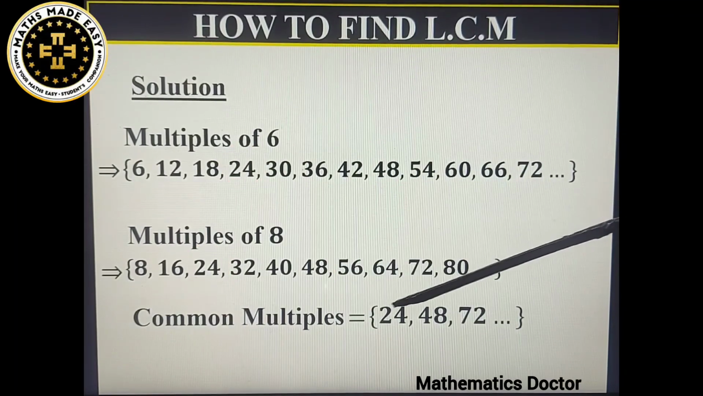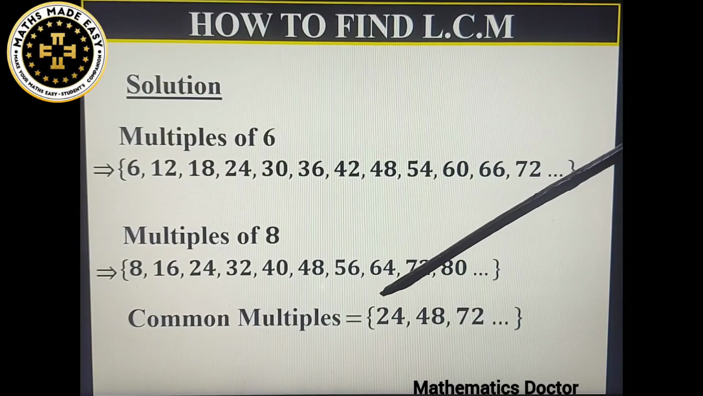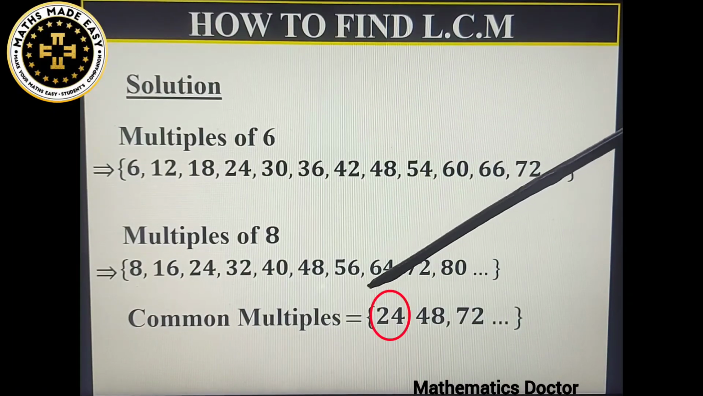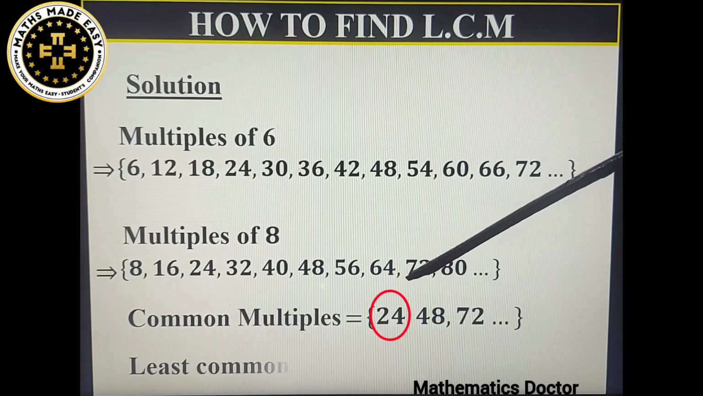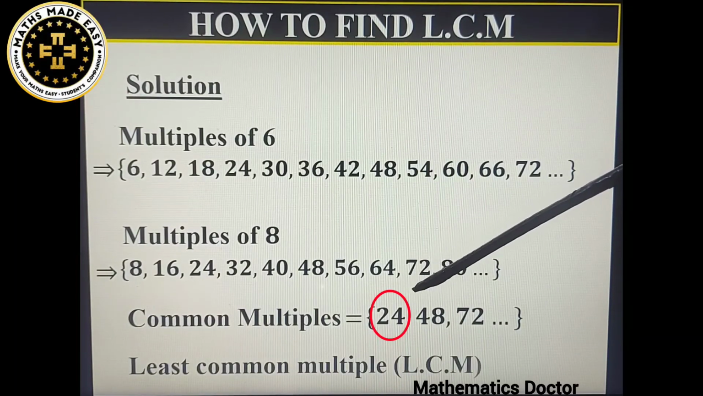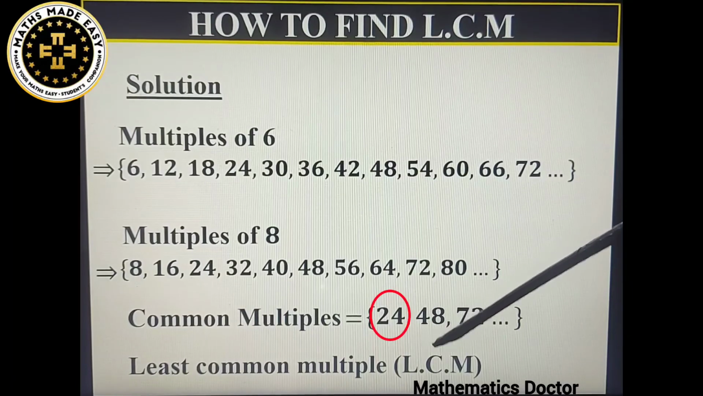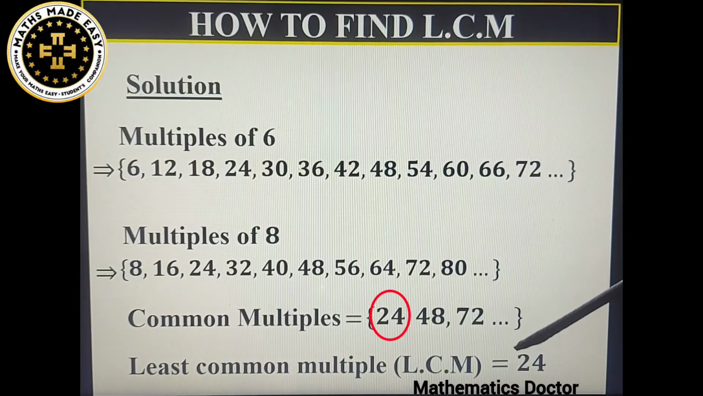Now, once we have these three common multiples, the least among them is 24. So therefore, we can conclude that the least common multiple, which is the LCM of 6 and 8, will be equal to 24. So the least common multiple in this question is 24. This is how we find the least common multiple using the multiples procedure.